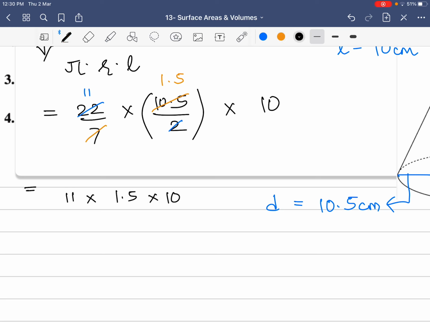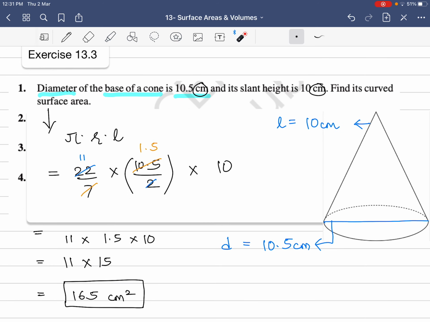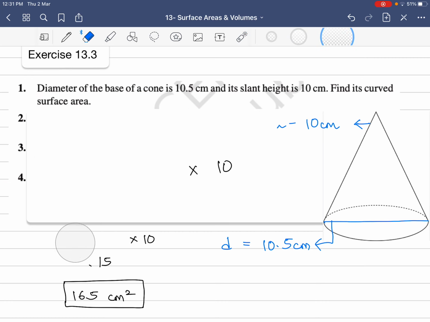So 165 centimeter square. Unit is very important. Since everything was in centimeter here, we are going to get our curved surface area in centimeter square. Without unit, this number 165 has zero value. So units are very important. So 165 centimeter square is the curved surface area of this cone that was given to us. So quite simple and straightforward. You have to just apply the ready-made formula to find the curved surface area of a cone. Now let's erase all these things and see problem number 2.